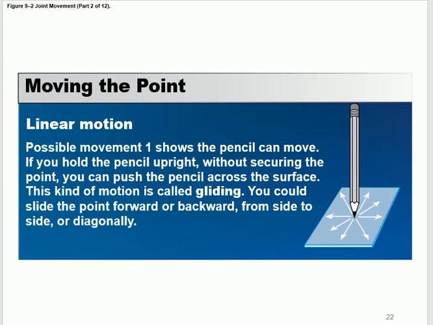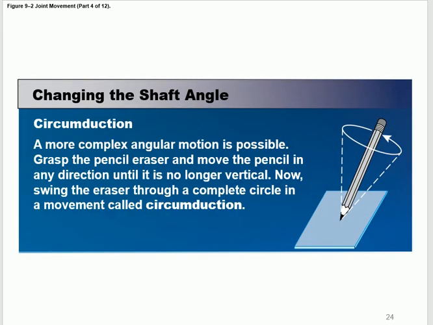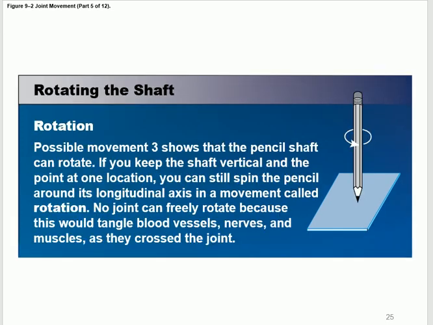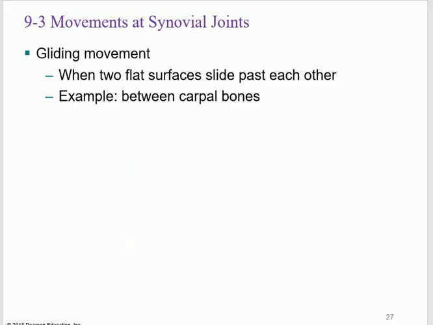If you move it like this, it is linear, in one line. If you change the angle, this is called angular movement. If you do like this, circumduction, look at this movement here. Rotation is around the axis, as I mentioned. And here is the shoulder joint. You can do different types of movements, so it's triaxial. Okay.